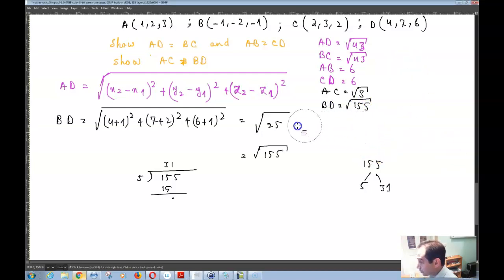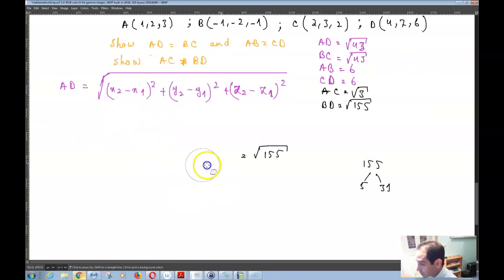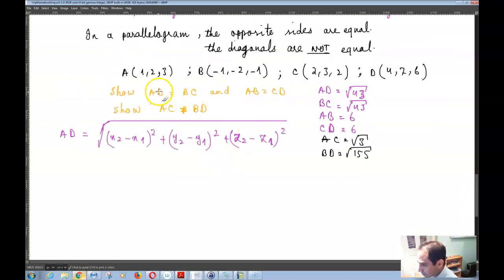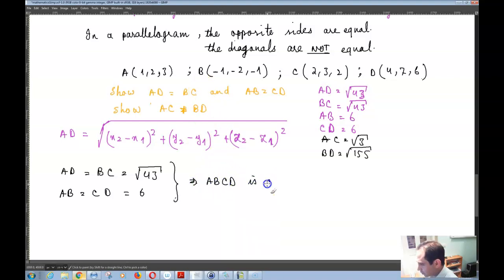Now, what that means is that of course you can see that AD is equal to BC, which is equal to the square root of 43, and AB is equal to CD, which is equal to 6. Therefore, ABCD is a parallelogram, and these are basically the opposite sides. The opposite sides are equal in length.